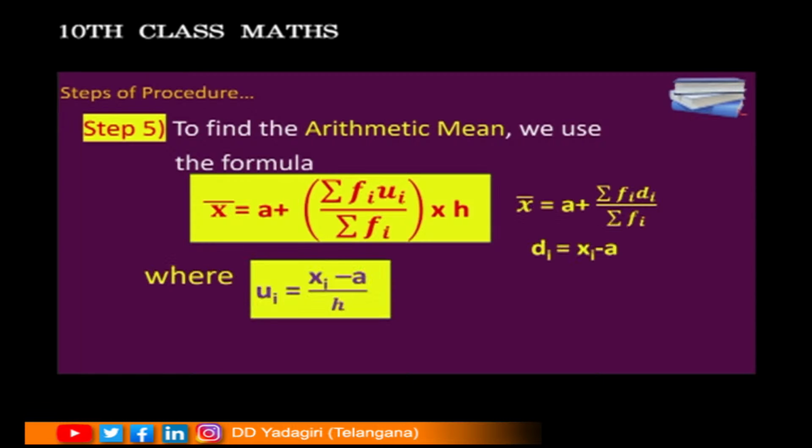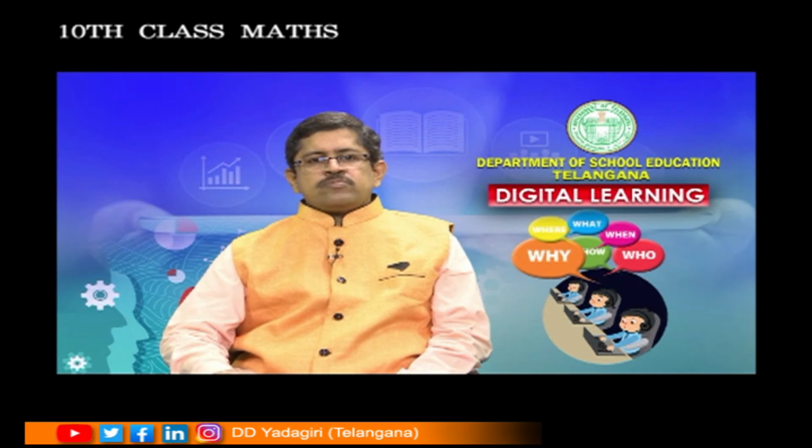Now what do you observe here? This method and the previous method. In the previous method, you have taken x bar is equal to a plus sigma fi di by sigma fi. Here you have taken sigma fi ui, where ui is xi minus a by h. You got a denominator h and you got into h. So only for the calculation purpose, you are multiplying and dividing by h. So this process is almost similar to the earlier method, the assumed mean method. It is better that you use this method as compared to the assumed mean method, because the calculations are going to be much easier by this method.